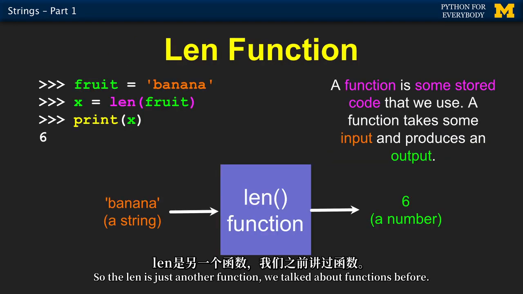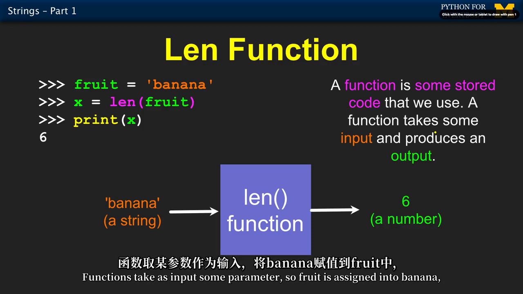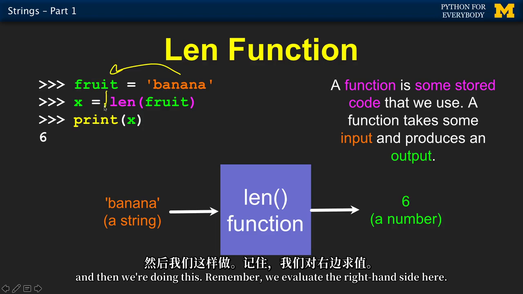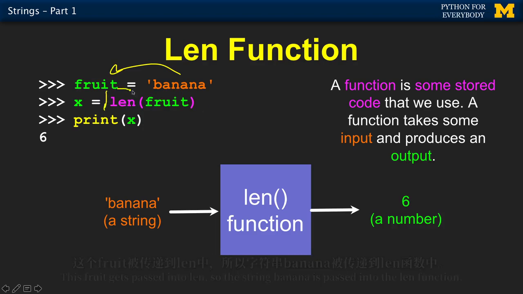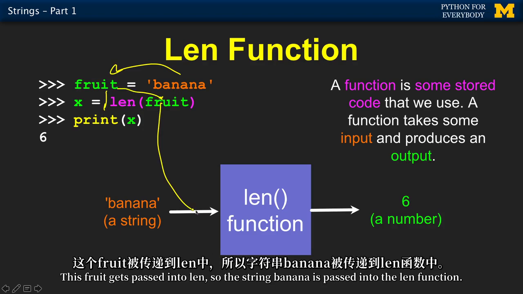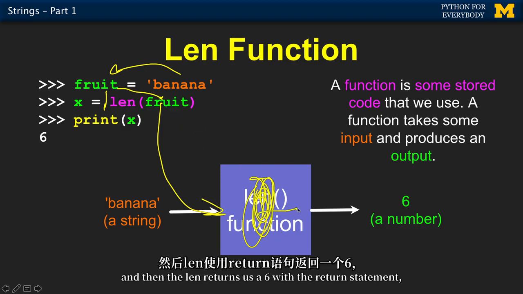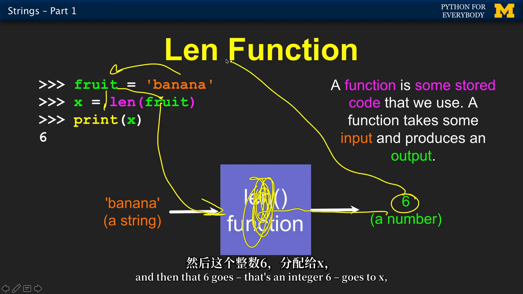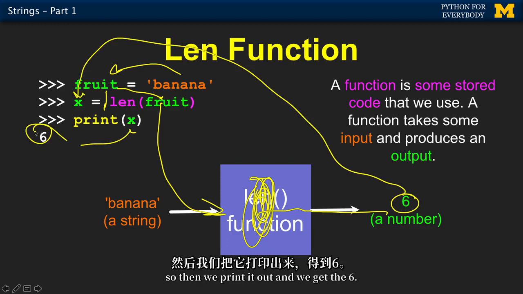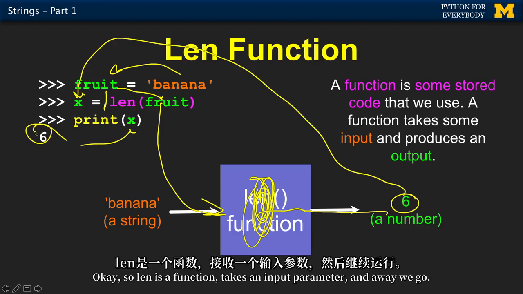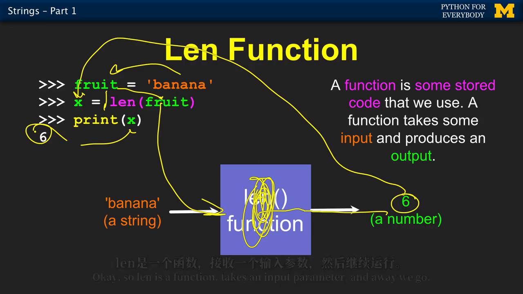We talked about functions before. Functions take as input some parameter. So fruit is assigned banana. And then we're doing this. Remember, we evaluate the right-hand side here. This fruit gets passed into len. So the string banana is passed into the len function. The len function does something in the middle of it. And then the len returns us a 6 with a return statement. And then that 6, that's an integer 6, goes to x. So then we print it out and we get the 6. Okay, so len is a function, takes input parameter, and away we go.